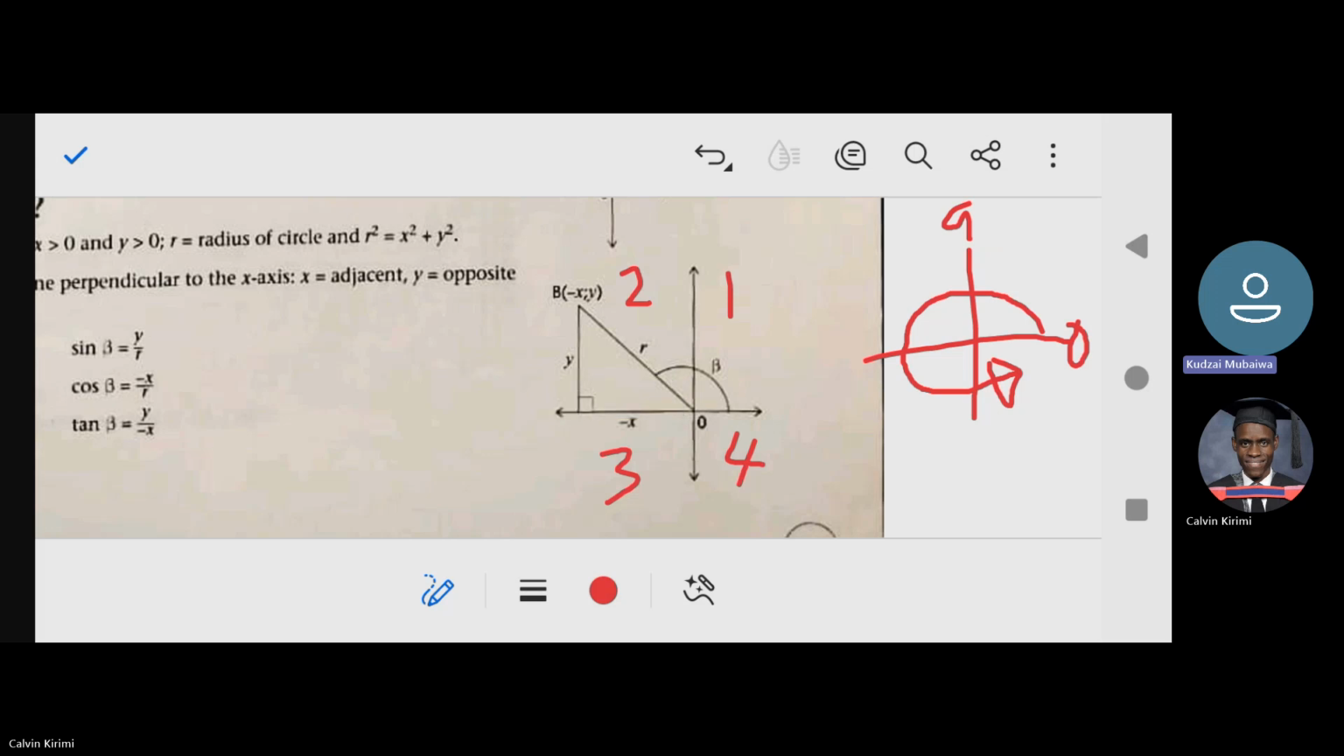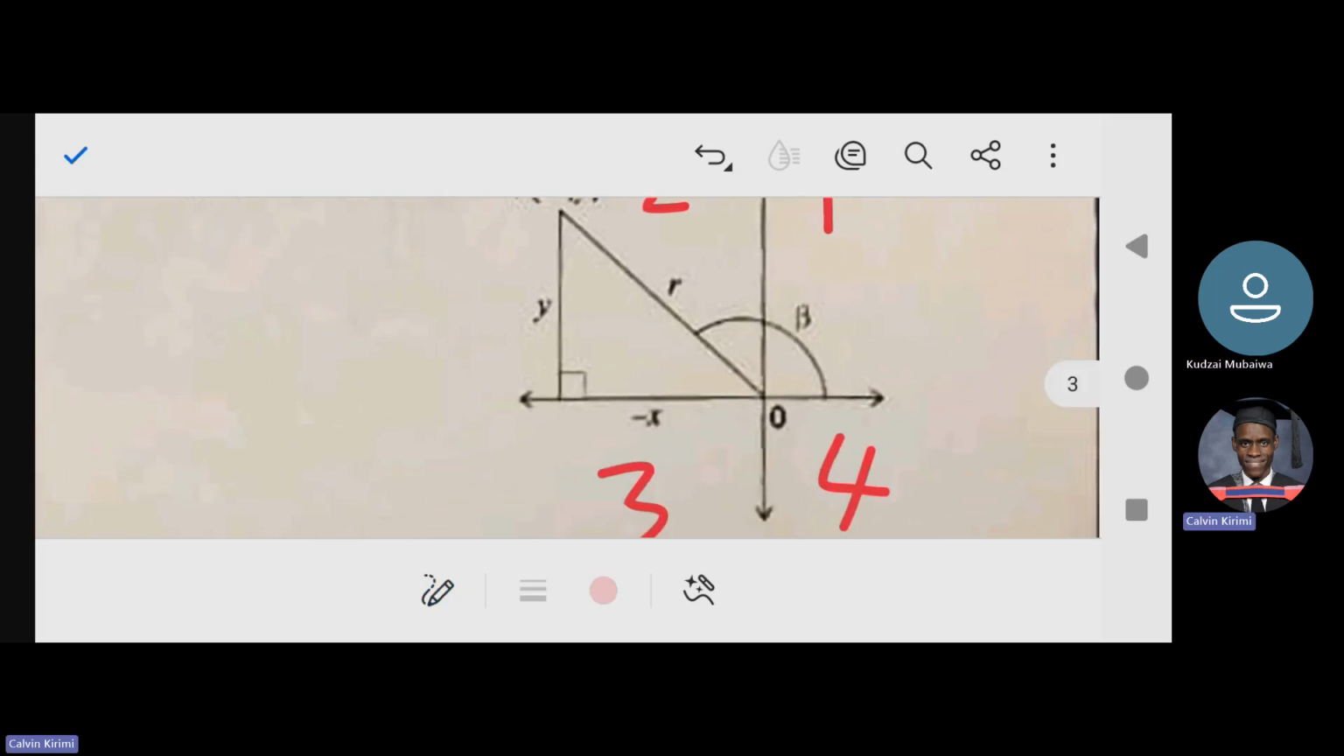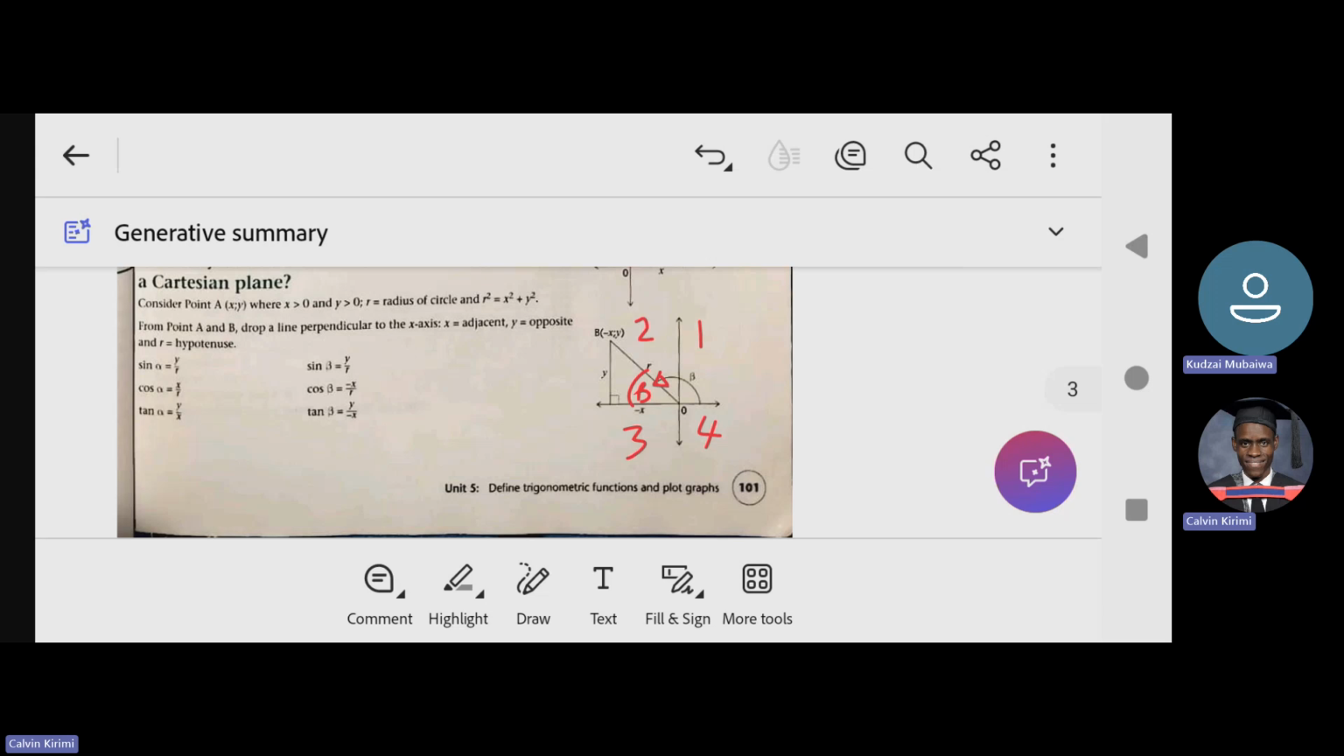So what are they saying about these quadrants? They are saying only sine is positive. For example, sine of beta. We are still considering this angle. The one they are calling beta, it's outside here. But you can still refer to it as this beta, which they are referring to inside, as long as you want to calculate your trig functions.